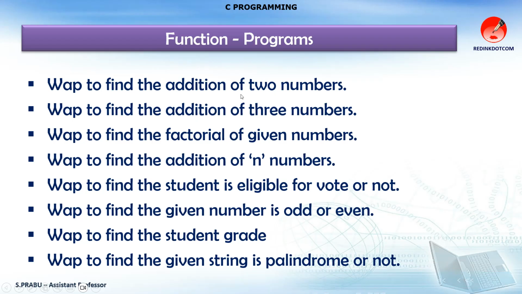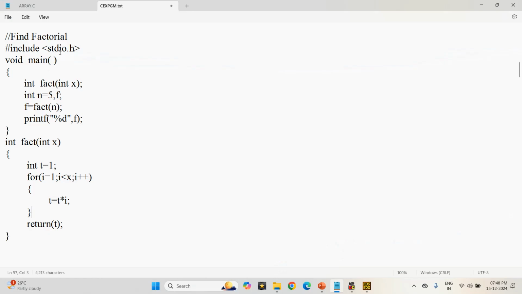Then we can practice these programs using functions. We already wrote the programs for addition of two numbers and addition of three numbers. Suppose you want to find the factorial of a given number using a function, we can write a separate function for finding the factorial value. This is the example program for finding factorial. First I want to write a function definition here. The function definition contains first the function prototype. It returns an integer value, the function name is factorial, and it accepts only one input. In this function body, I can write the code to find the factorial value. After executing this code, it returns the factorial value.